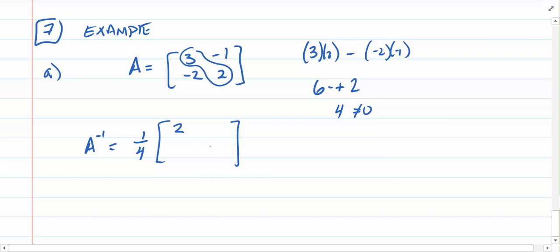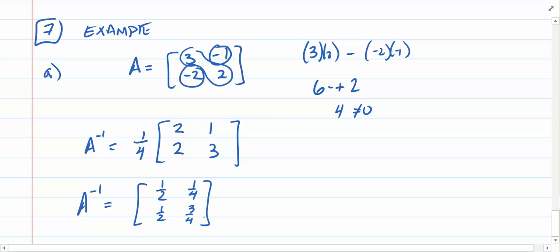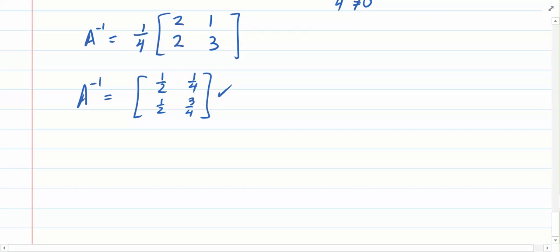So 2 goes there, 3 goes there. These two switch signs. So 2 and 1. So therefore, A inverse has to be 1/2, 1/4, 1/2, and 3/4. That was a lot faster, huh? What do you guys think? Is that true? A lot faster? It probably would have been a lot worse to try and do it the other way, right? With fraction density. Let's do example B.